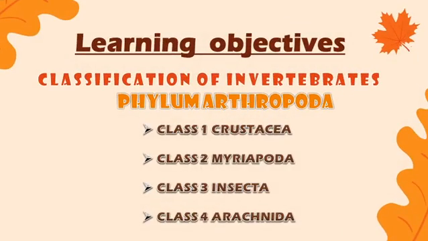In this session, you will learn about the learning objectives: classification of invertebrates, phylum Arthropoda. This phylum is divided into 4 classes: Class 1 Crustacea, Class 2 Myriapoda, Class 3 Insecta, Class 4 Arachnida.